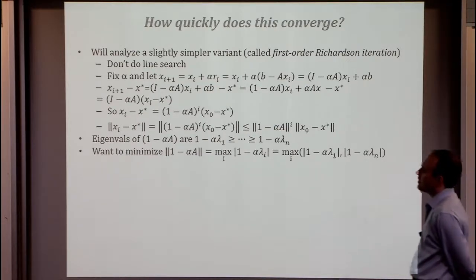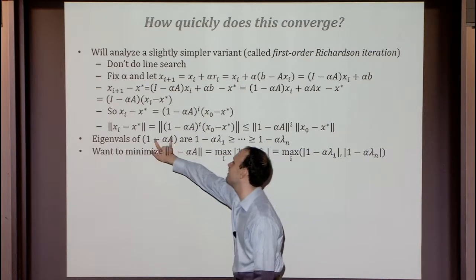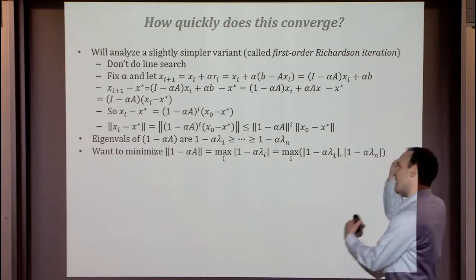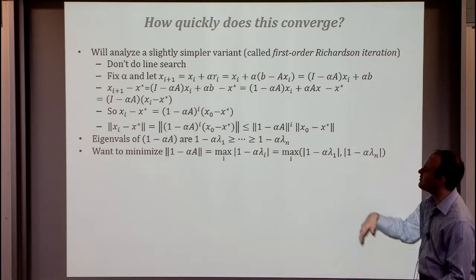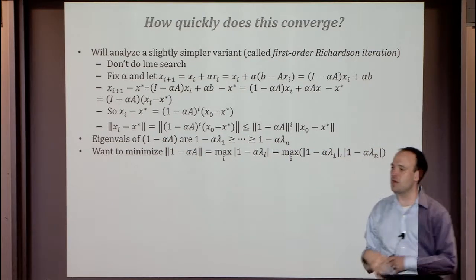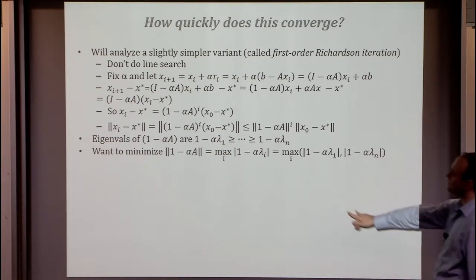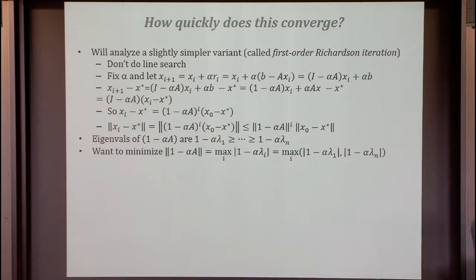So the right choice of alpha is going to be the one that's going to make the worst case of these 1 minus alpha times lambda i's as small as possible. Right? So if I had a one-dimensional system, I could just make alpha be 1 over whatever the number is, 1 over lambda, and then solve it in one step. But what we have to do is simultaneously pick one alpha that simultaneously makes all of these things small in absolute value. And so upshot is we want to minimize the maximum value over all i of 1 minus alpha times lambda i.